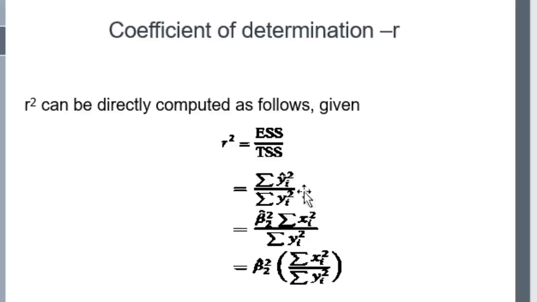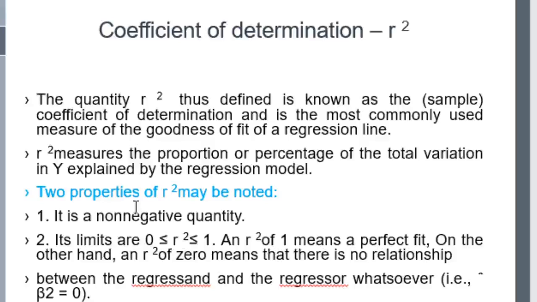Then sigma yi cap square is beta 2 cap square sigma xi square, so R square is beta 2 cap square into sigma xi square by sigma yi square. This is defined as the sample coefficient of determination and is the most commonly used measure of goodness of fit of the regression line. It measures the proportion or percentage of total variation in y explained by the regression model. This is the meaning of R square. That is the proportion of total variation in y explained by the regression model, that is ESS by TSS.